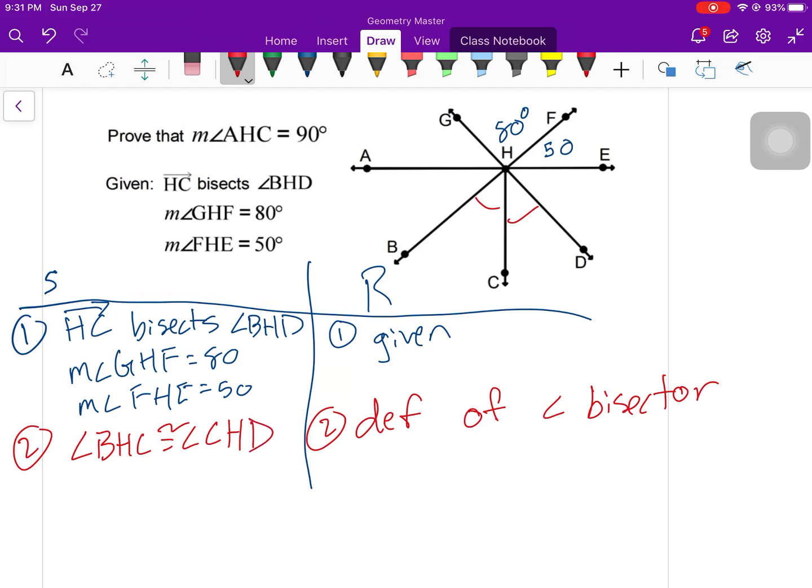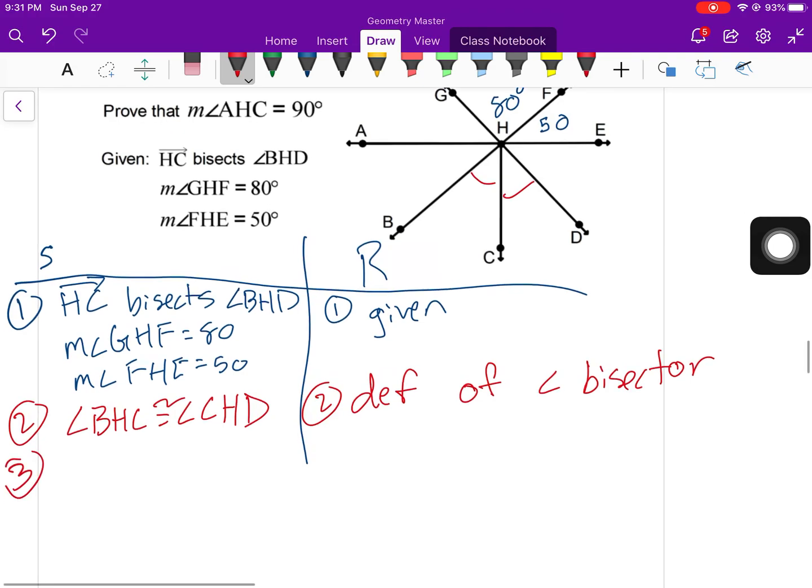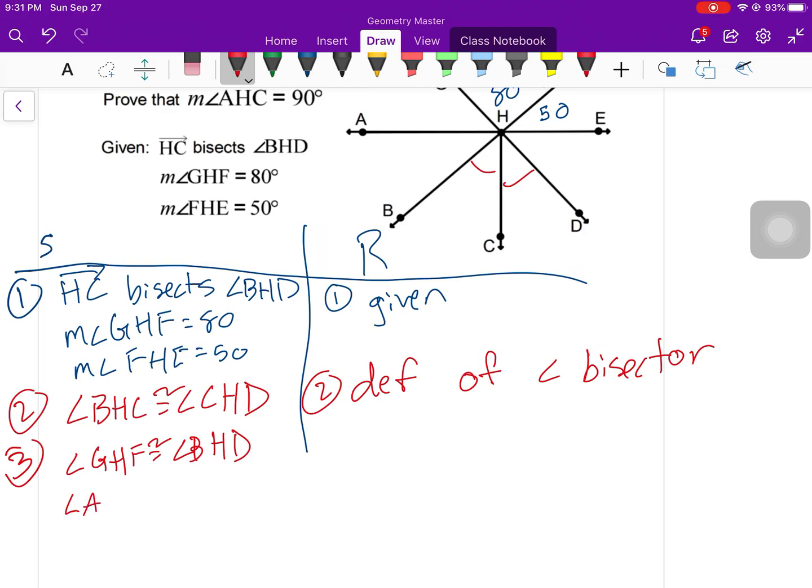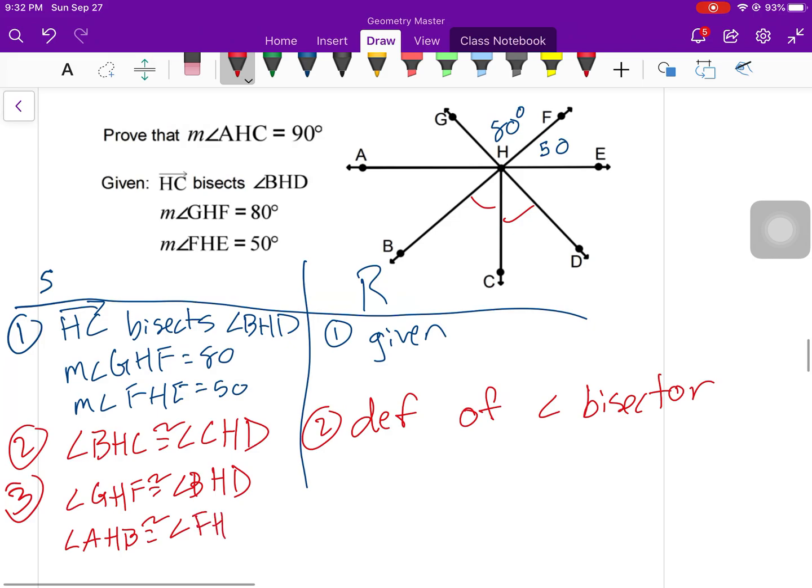All right. Now I want to get to angle AHC, but I only just found out something about part of that angle. I can have two things in this next step that might not really seem like I'm getting all of this angle, but I'm getting pieces of the information. So I know that angle GHF is congruent to angle BHD, and I know that angle AHB is congruent to angle FHE. And this is true because vertical angles are congruent.